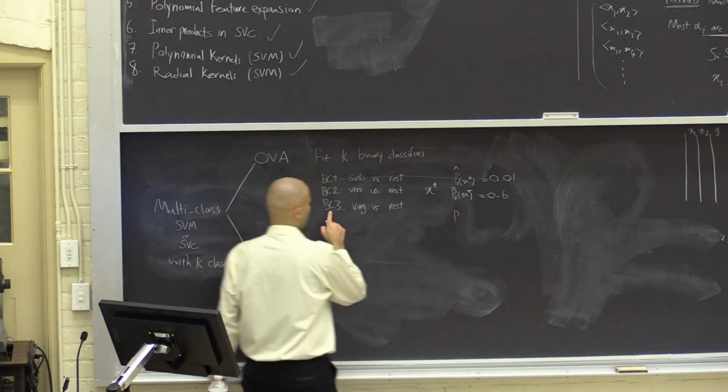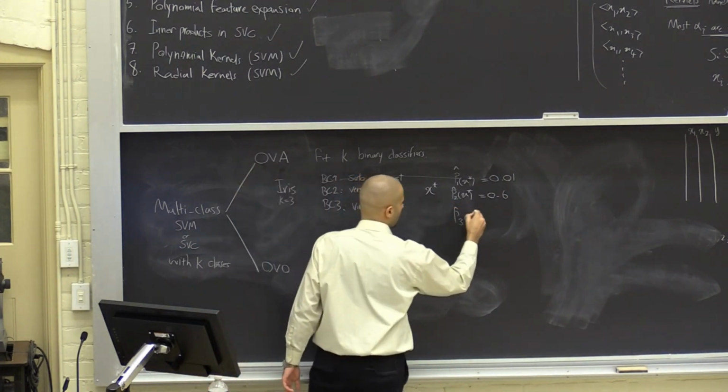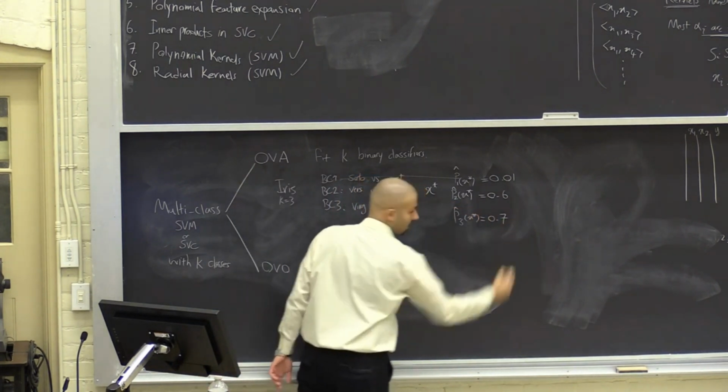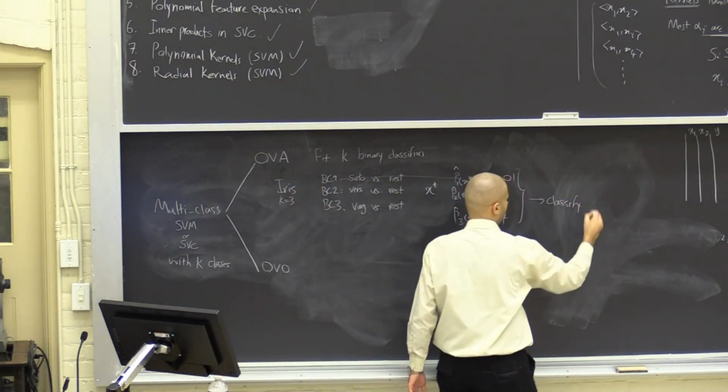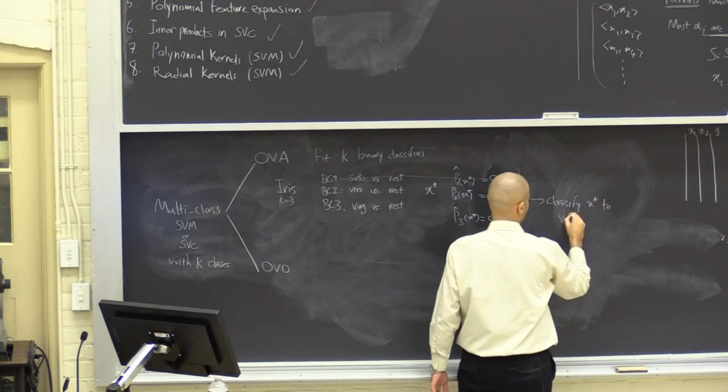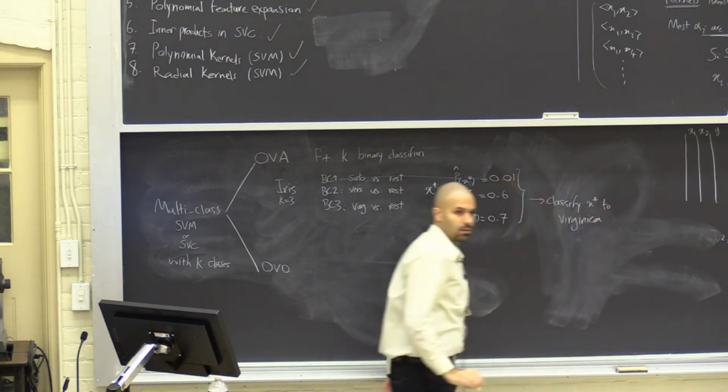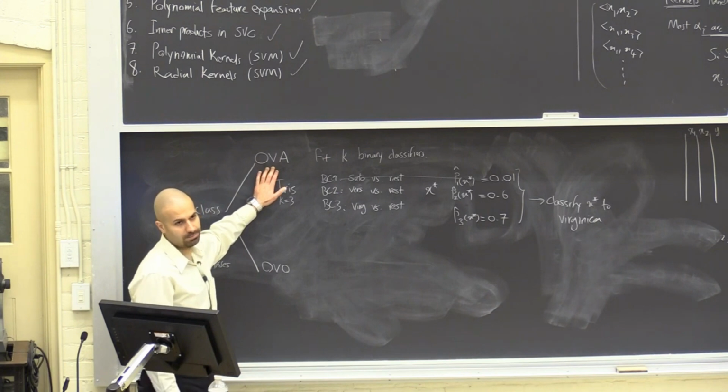And then based on binary classifier 3, we see that this one is 0.7. Therefore, based on these, we classify X star to Virginica. So all of this is OVA.